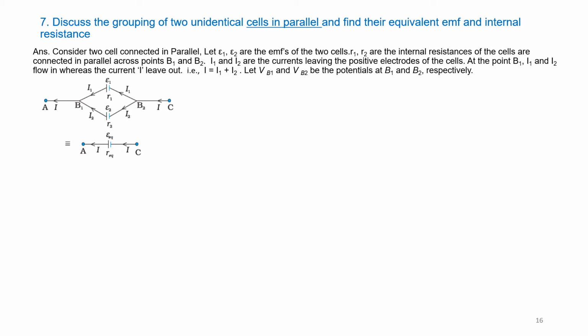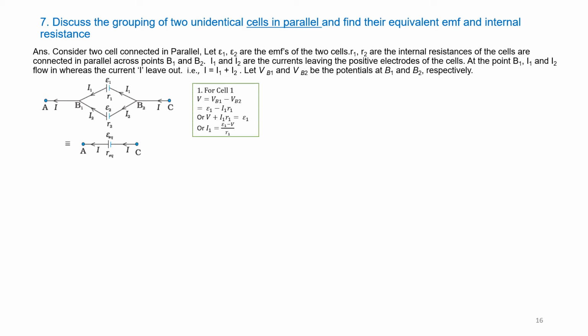This is also going towards negative. Therefore, I1 goes to E1 and I2 goes to E2. So I2 starts from here, goes through E2 and goes in this direction. Similarly, from B2, I1 starts, enters the negative terminal and goes here. So the current I from C goes to B2, splits into I1 and I2, combines at B1 and flows out. This is the equivalent circuit.